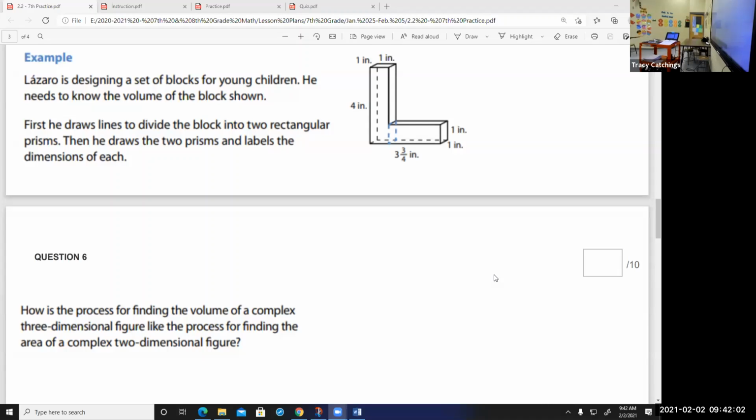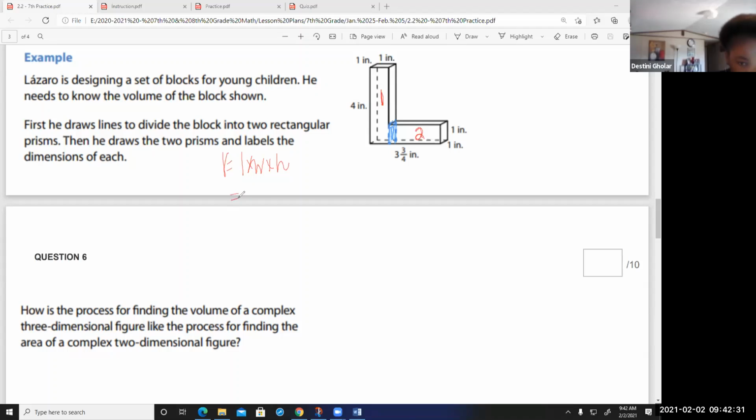All right, so we're trying to find the volume of that block. What kind of shape did he separate this into? Rectangle. Good job. Kind of shows you where he separated it right there. All right, I'm going to label these. That's going to be rectangle 1. That's going to be rectangle 2. What's the length, the width, and the height of the first rectangle, Brittany? 4, 1, and 1. Good job, and that will be equal to 4. Now the second rectangular prism.